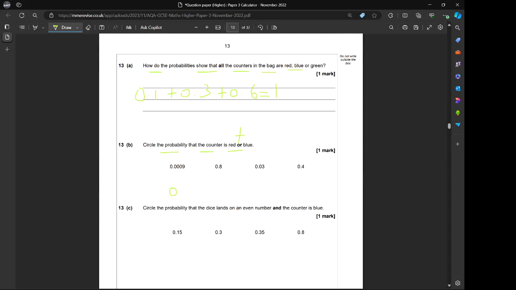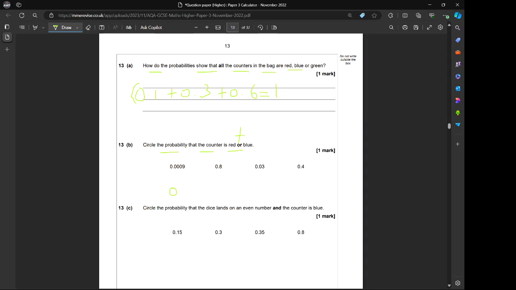Yes, Gemma, sorry. So write out a sentence here saying, probability must always add to make one. And then in brackets, 0.1 plus 0.3 plus 0.6 equals 1.